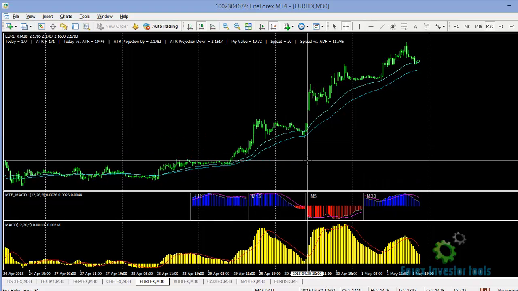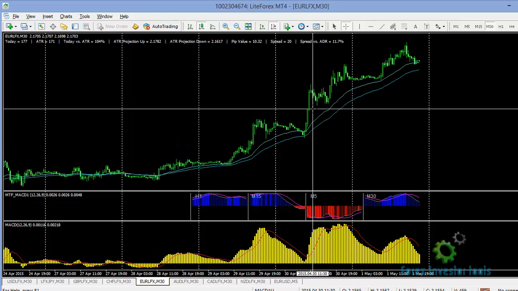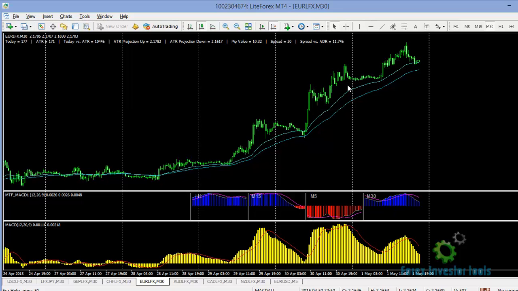But here, this is a pullback, but when you look at this first histogram bar when it pierced through the signal line, you can see price has already moved up a bit. This is where a lot of times your ATR projection comes into play, because if your ATR has moved quite a bit, then you may want to skip the trade. But otherwise, if you are somebody who's going to be sitting in front of the system, trading on a 30-minute pullback system, you can always squeeze in some pips in every good pullback, right?